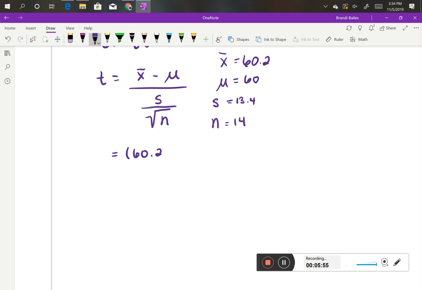60.2 minus 60, divided by 13.4 divided by SQRT, for square root, of 14, and then I want to wrap that denominator in parentheses too. Okay, so if I do that in Excel and hit equals, it should give me 0.056.